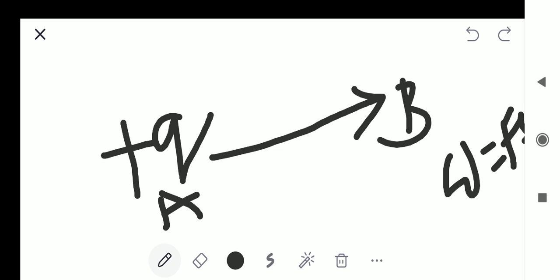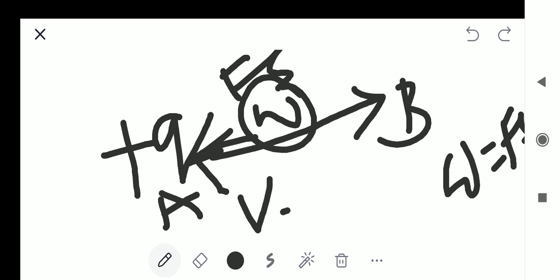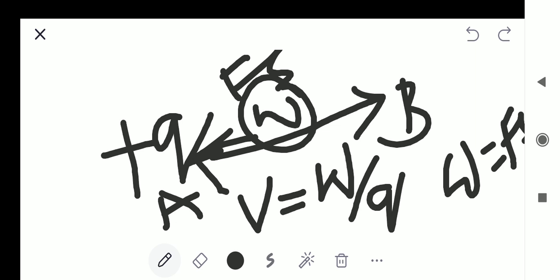This particular displacement is because of the force. So force and displacement together are called work. This work is for the displacement of the charge. So the work done to move a charge is called electric potential.